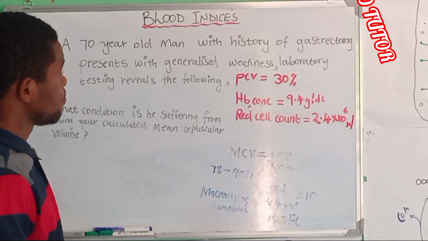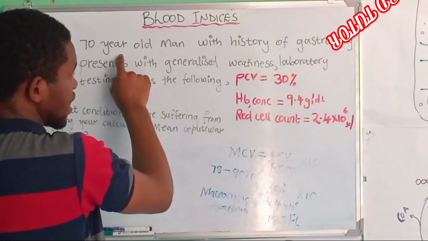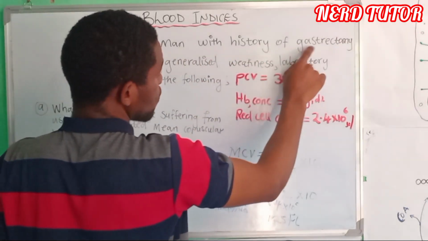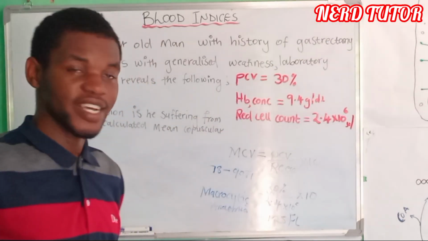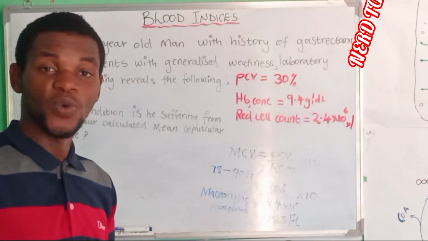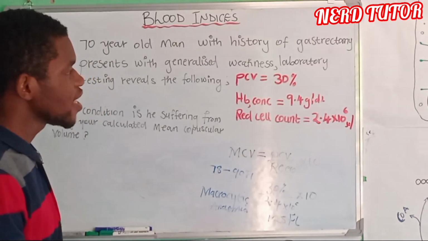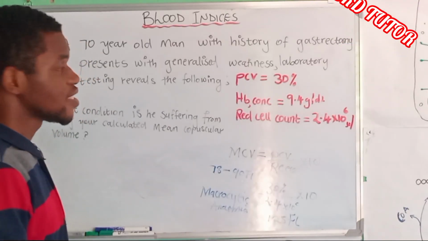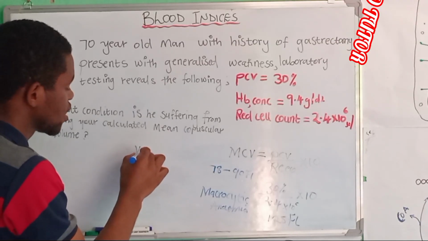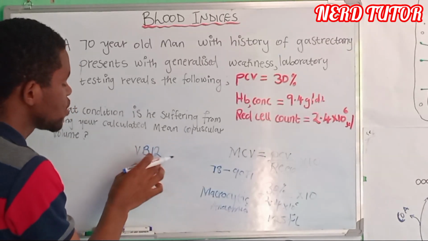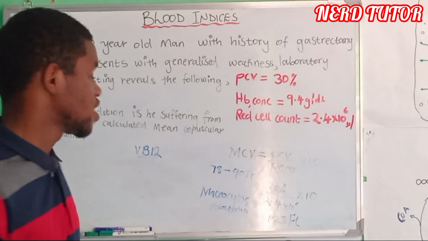Okay, we have to tell. Because, check out, in the question, they were saying that this man who is 70 years had a history of gastrectomy, and when we're talking about gastrectomy, they're going to remove part of the stomach, and there in the part of the stomach we have got some cells that produce intrinsic factors. Okay, when they produce those intrinsic factors they're going to help now in absorption of what? Vitamin B12.